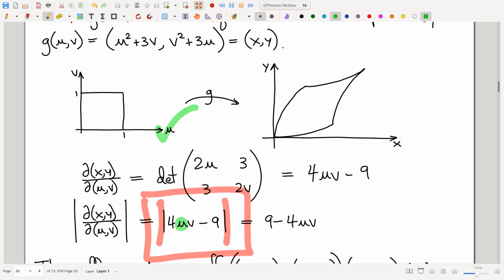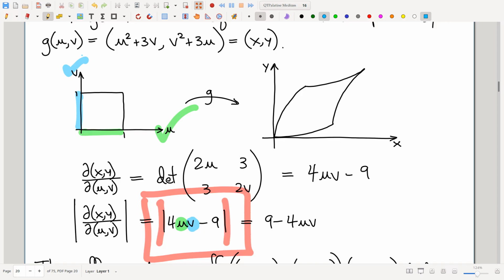u on my pullback domain is always between 0 and 1. And likewise, there's v right there, v is always between 0 and 1. And so, knowing that, 4uv is always between 0 and 4. And so 4uv minus 9 is always negative. What do you think? Everybody follow that argument? So how do I take the absolute value of something that's negative?